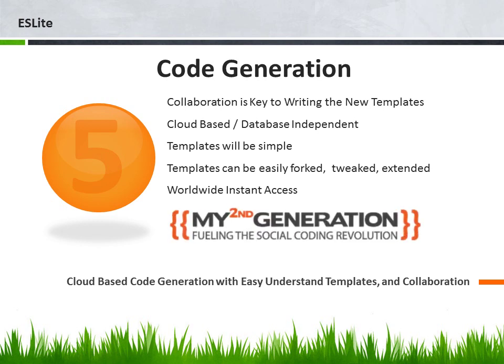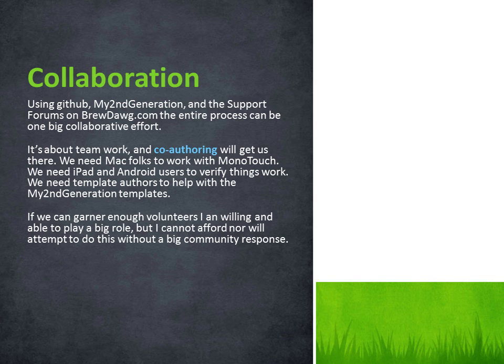And that's done through my 2nd generation, which I wrote using the very techniques I'm suggesting here, which is really a fantastic way to work. So a lot of the way I like to work is reflected in ESLite. So collaboration is the key. We would be using GitHub to hold the source, my 2nd generation, to collaborate and publish the templates, and then the forums on the brewdog.com site to do technical support, and also to coordinate our collaboration for the entire system.